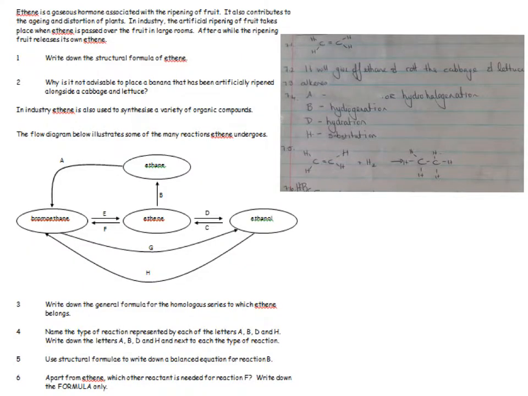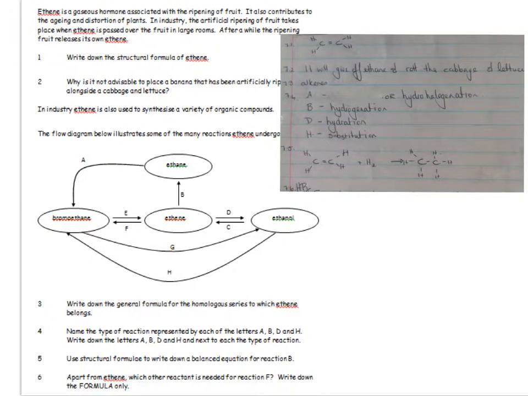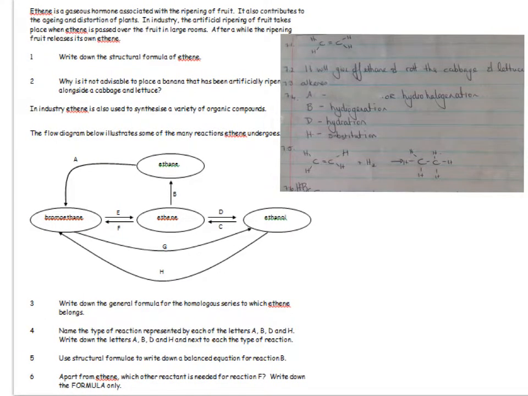Ethene is a gaseous hormone associated with the ripening of fruit. It also contributes to the aging and distortion of plants. In industry, the artificial ripening of fruit takes place when ethene is passed over fruit in large rooms. After a while, the ripening fruit releases its own ethene. Write down the structural formula of ethene. It's 2 carbons with a double bond.